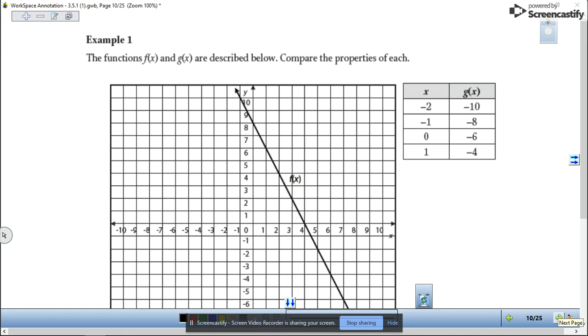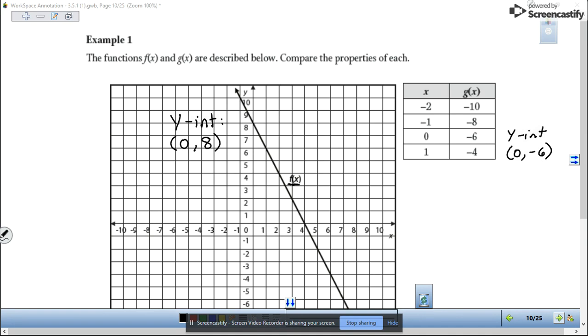Alright, so function f of x and g of x are described below. Compare the properties of each. So for this one, let's start with the y-intercept, which is 0, 8. If I look over here, my y-intercept is 0, -6. So the first one has a larger y-intercept, okay, the graph as opposed to the table. And that's f of x, by the way.